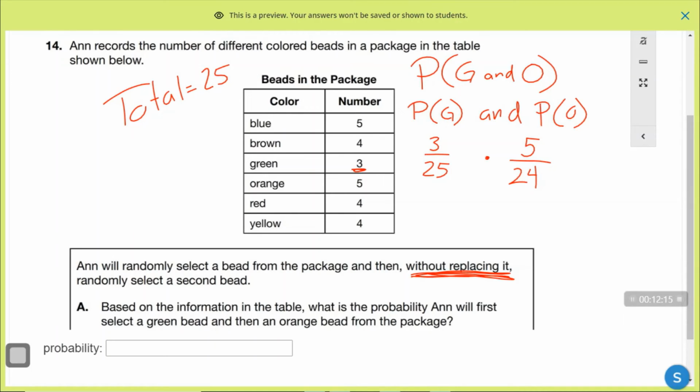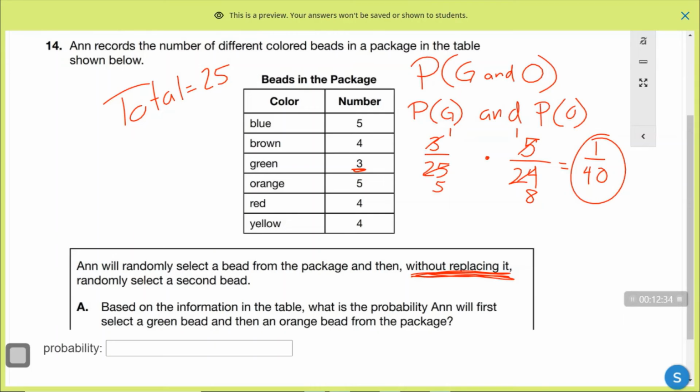And if I multiply these two together, you could just use your calculator to go straight out and multiply. I like to simplify as I go, knowing that 3 goes into 3 once, and 3 goes into 24 8 times. 5 goes into 5 once, and 5 goes into 25 5 times, allowing me to multiply this in my head, knowing 1 times 1 is 1 up top, 5 times 8 is 40. Giving me a probability of 1/40th.